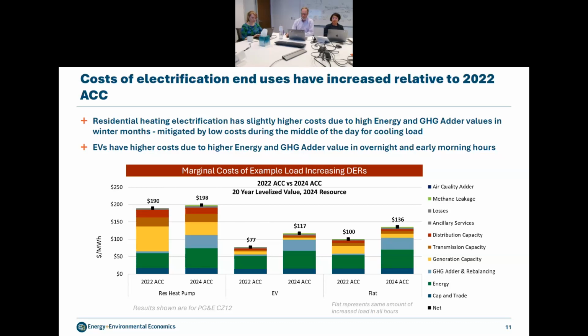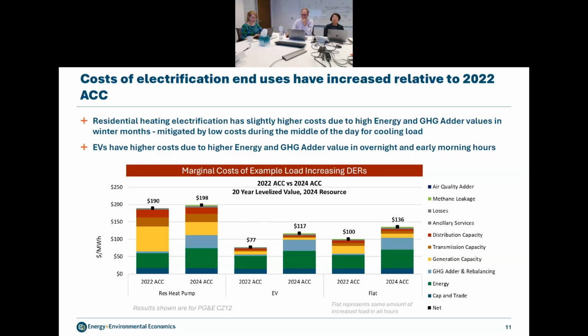And in terms of the EV, we see that the costs are much higher compared to the 2022 ACC. That is because the EV load shape we assumed here mainly charges during the middle of the night and early morning. If we were to plug in an EV shape that mainly charges during the middle of the day, we would expect that the cost of this EV shape would decrease. So it's really dependent on the load shapes that we assume for each example DER. But in this case, we see that EVs see higher cost if they charge during the middle of the night and early mornings.